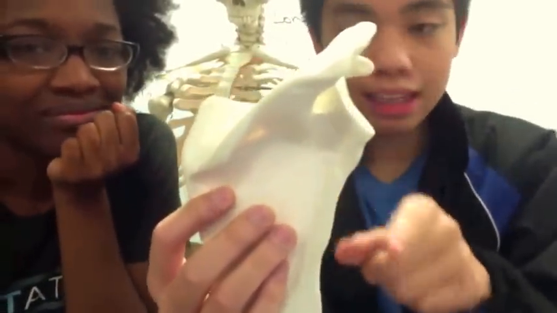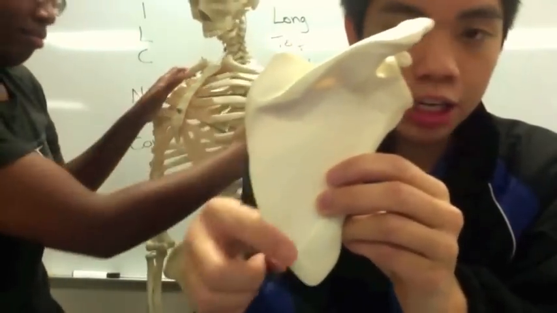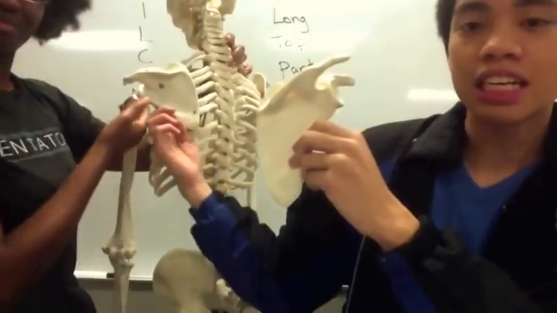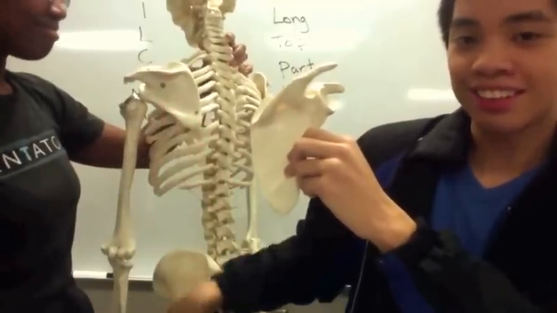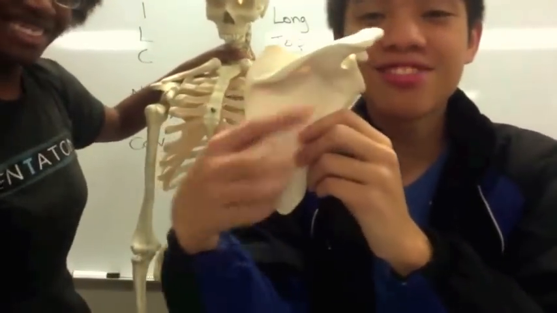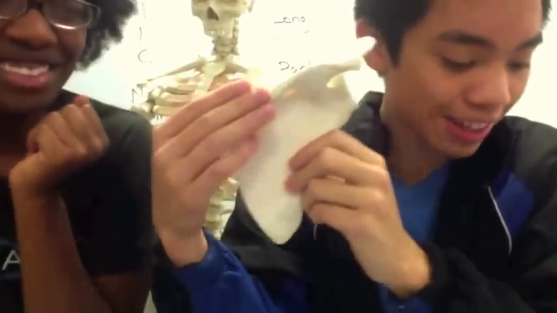This is your scapula. You have the lateral border, then you have the medial border. Medial border, lateral border. We have the spine, which is this thing right here. You have the acromion process, and then you have the coracoid process.